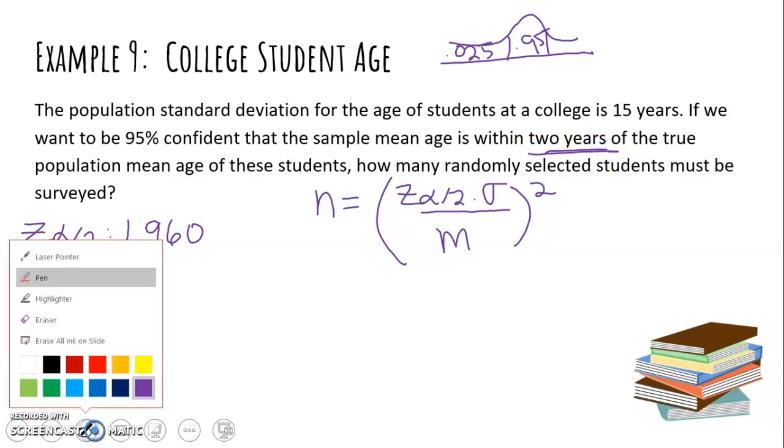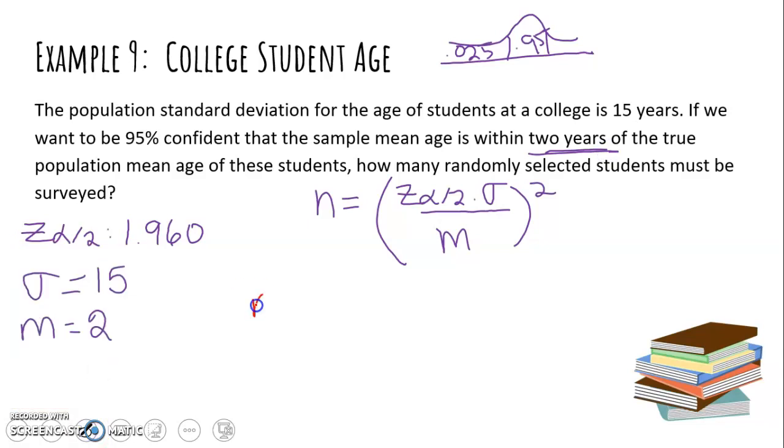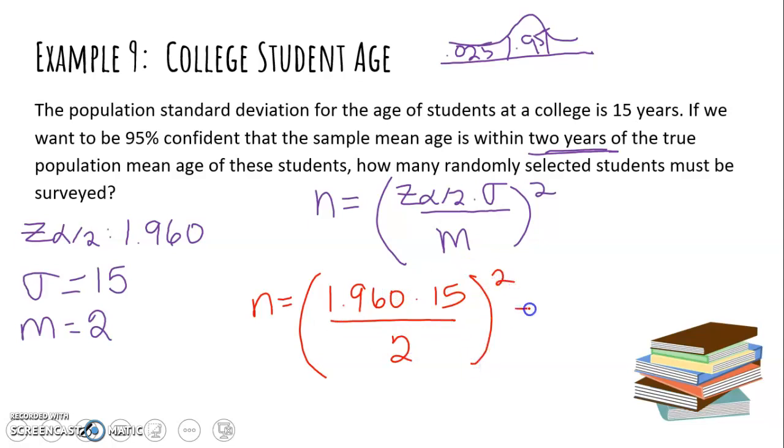So now we're just going to fill in the blanks. So N equals 1.960 times 15 over 2, squared. So make sure you do everything inside here first. 1.960 times 15, then divide that by 2, and then whatever you get, make sure you square that. That's different than a square root. We're squaring. So make sure you use the squared key.